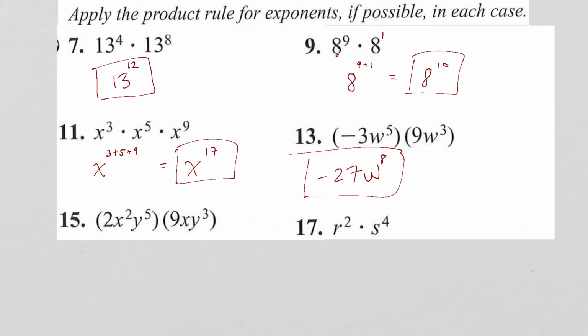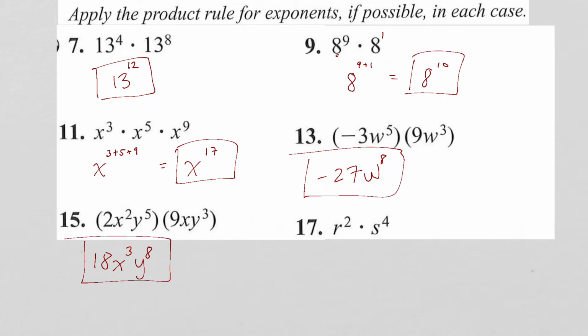Okay, again, we're multiplying here. So we're multiplying the 2 and the 9 because they're not bases. Those are called coefficients. So we're multiplying those coefficients. 2 times 9 is 18. And then we're going to take the x, and we have a 2 here and a 1 here. 2 plus 1 is 3. And then we have the y as a base because they have exponents. And 5 here and 3 here give us 5 plus 3 is 8. And that's the final answer there.